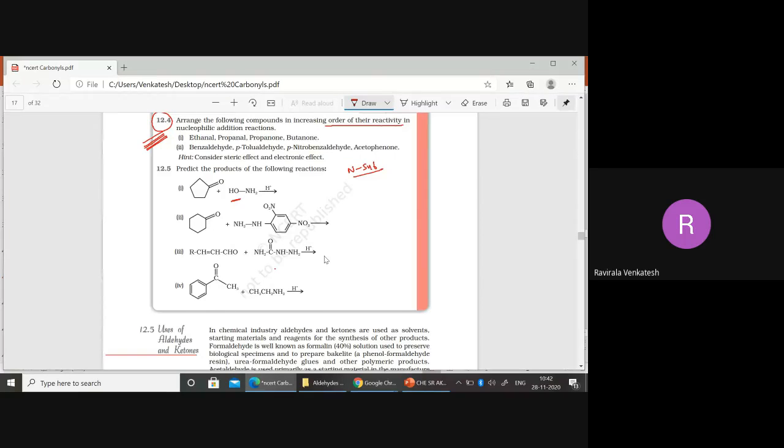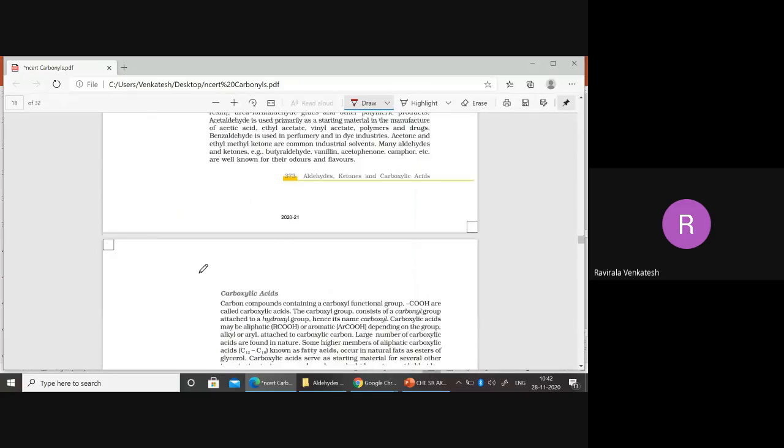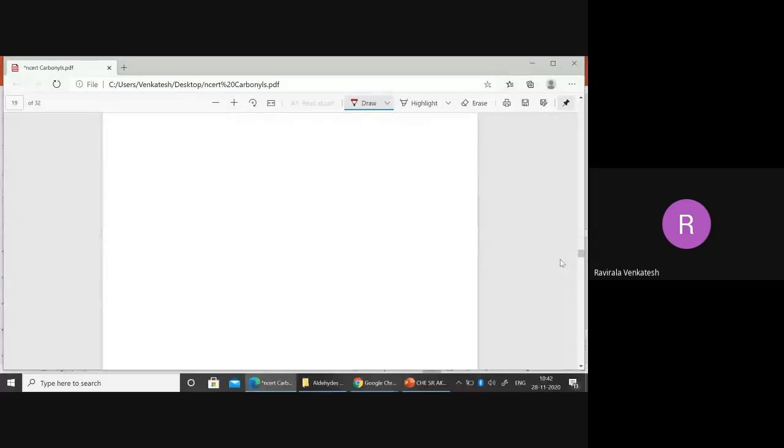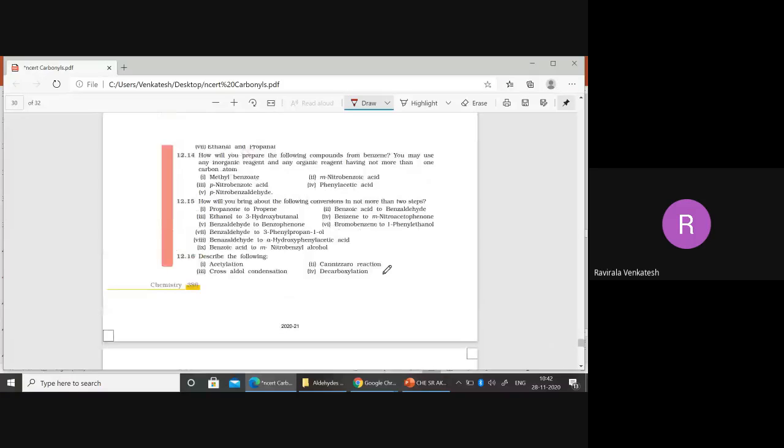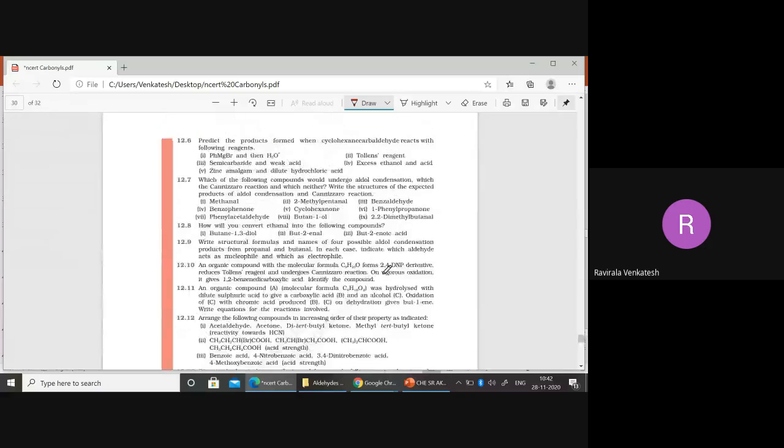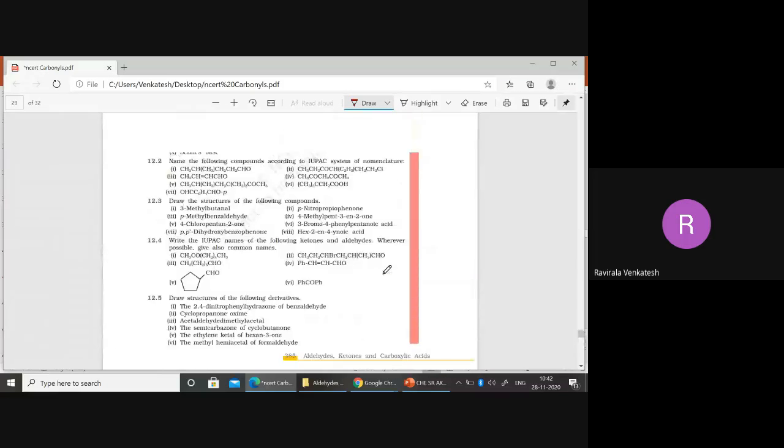Amine, carbazide, 2,4 DNP, hydroxylamine will give oximes. Complete 12.5. I don't think you will get a doubt from this one. Okay? Complete that one, 12.5. These are all IUPAC nomenclatures.